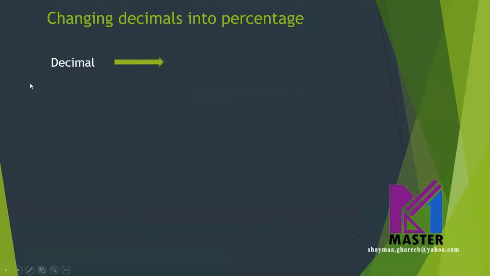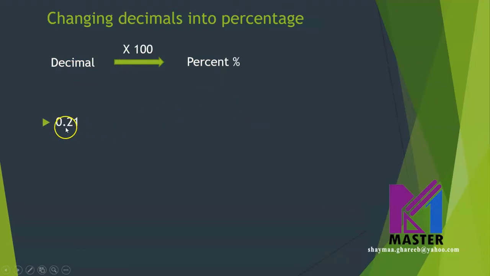So, if I want to change any decimal number into a percentage, I will multiply it by 100. If you remember in the previous video of understanding percentages, we know that in order to change any percent into a decimal number, we divide by 100. So when I have a decimal number and I want to change it into a percentage, I will multiply the decimal number by 100. Let's see.